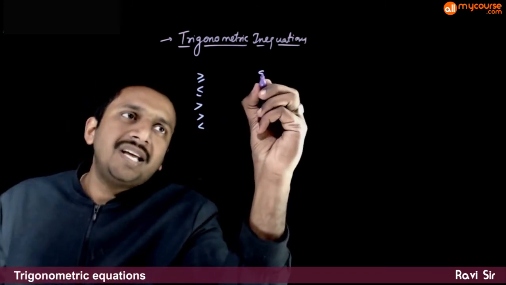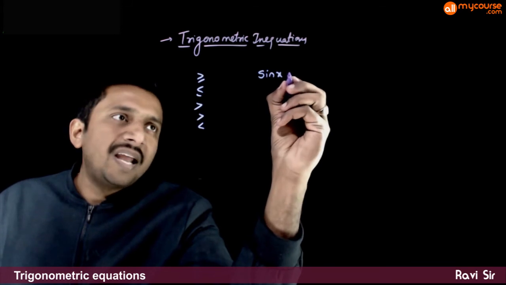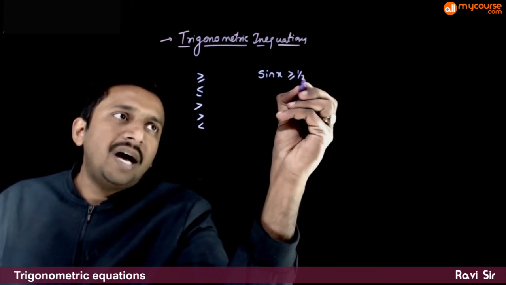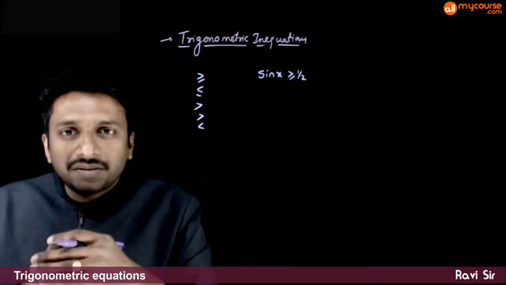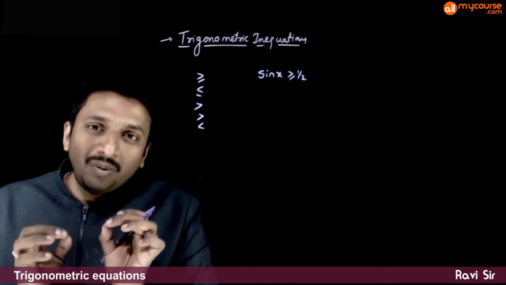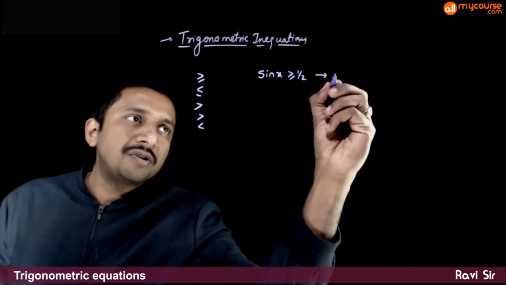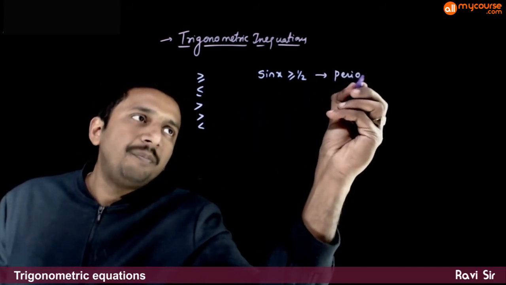For example, let us take a very simple trigonometric inequation: sin x greater than or equal to half. We're asked to solve this. In trigonometric inequations, while solving them, we use a beautiful property of trigonometric functions, which is called the property of periodicity.